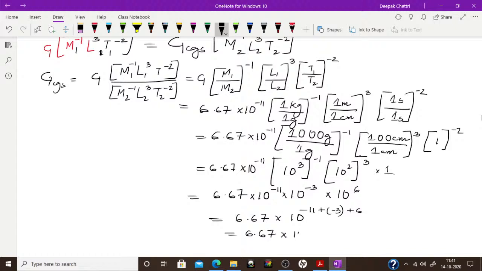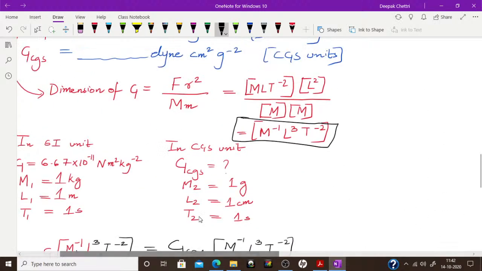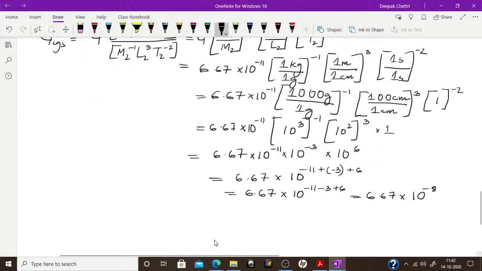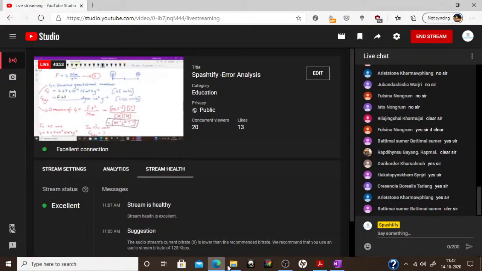Answer will be 6.67 into 10 to the power minus 11 minus 3 plus 6. So minus 11 minus 3 is minus 14, and if you subtract 6 you will get minus 8. So this is your answer. Okay, so that means here you should get 6.67 into 10 to the power minus 8. Okay, so in SI system it is this much, in CGS system it is this much. We found out using dimensions. Is it clear? Yes or no?